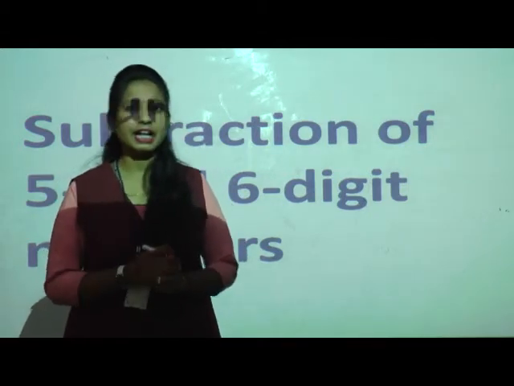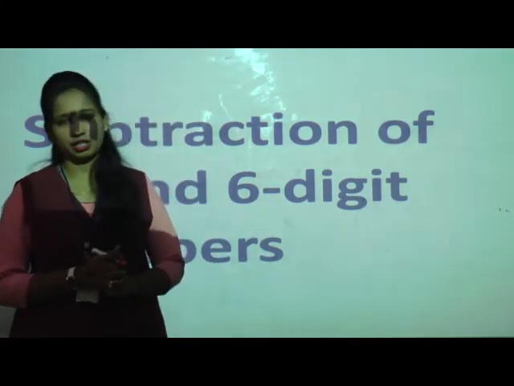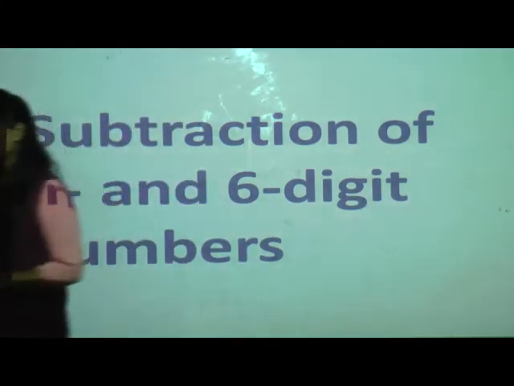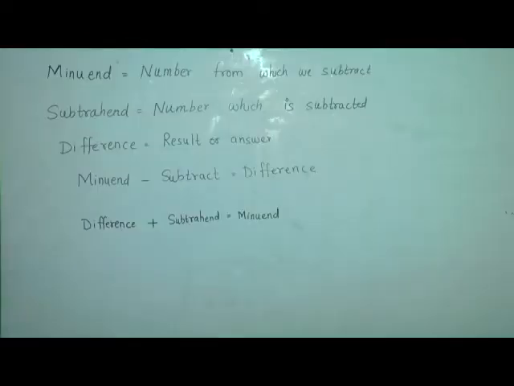Yes, you have done the subtraction. 40 minus 5 is 35. So what is meant by subtraction? Subtraction means finding the difference between two numbers, isn't it? Already you have studied subtraction in 3rd standard. Till 3rd standard we used to do 4 digit subtraction, but now here we have to do 5 and 6 digit subtraction.